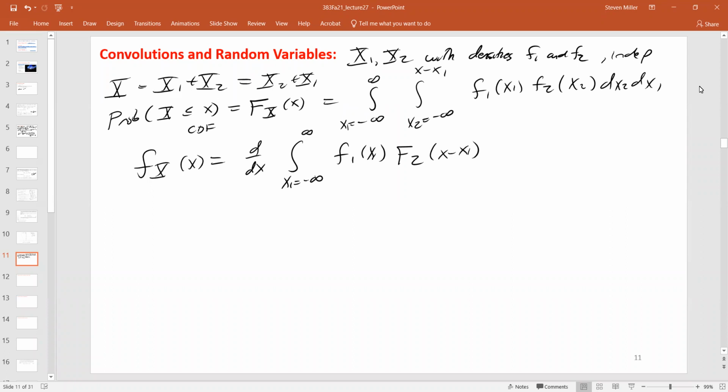I should, of course, subtract off the value of it at negative infinity. But what's the value at negative infinity? 0, because little f2 is the density, big F2 is the probability you take on a value at most that. The probability that I take on a value at most negative infinity. Okay.